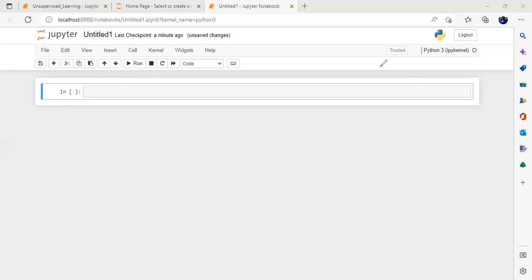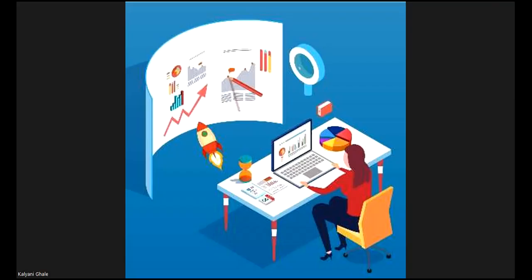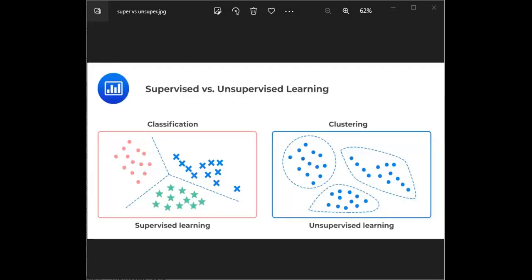Okay. So today we will see unsupervised learning. Let me share an image, which will give you a clear idea of the difference between supervised and unsupervised learning. Can you see this image of classification and clustering?